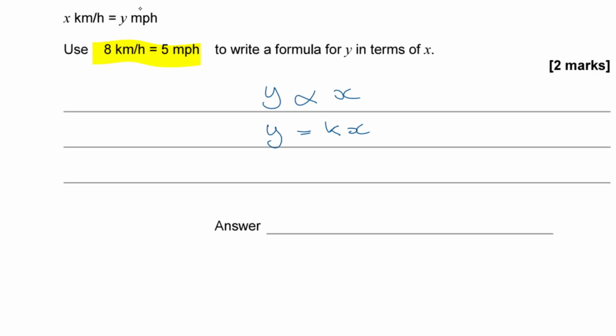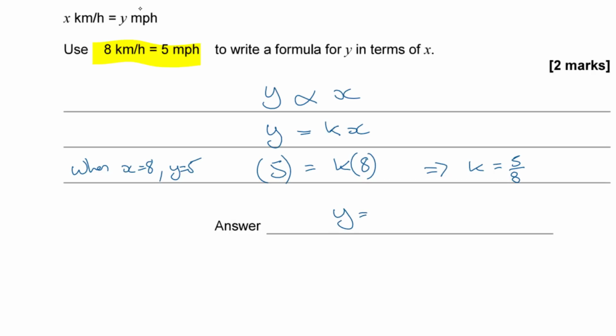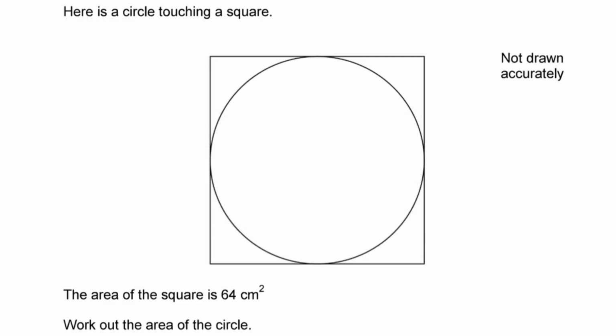So 8 kilometers per hour equals 5 miles per hour. So that 8 must be equivalent to the x, and the 5 must be equivalent to the y. So when x equals 8, y equals 5, means that 5 must be equal to k times 8. Subbing those two values in, rearranging, that gives me a value of k equal to 5/8. So my complete formula for y and x should be y is equal to 5/8 of x.